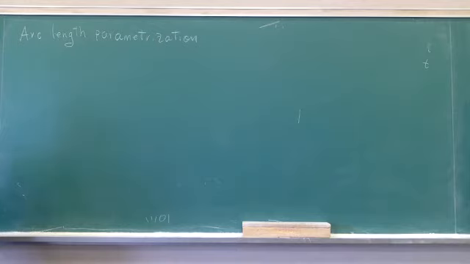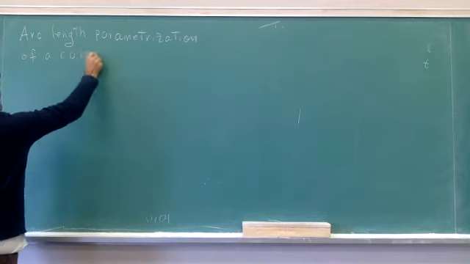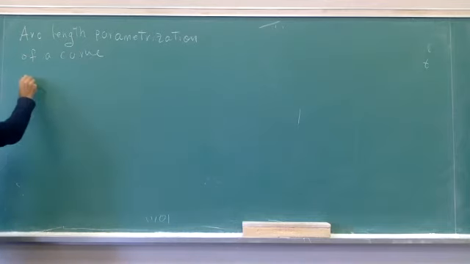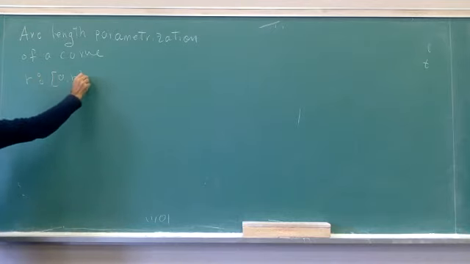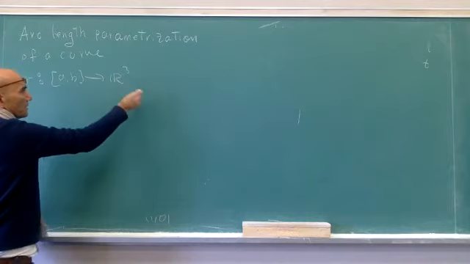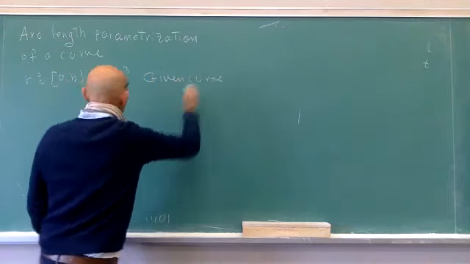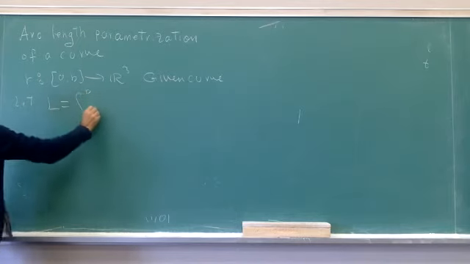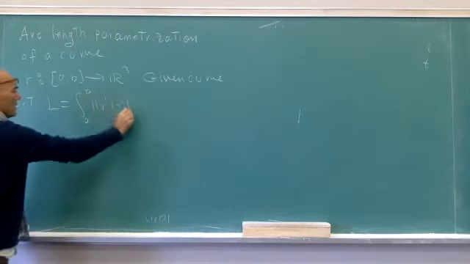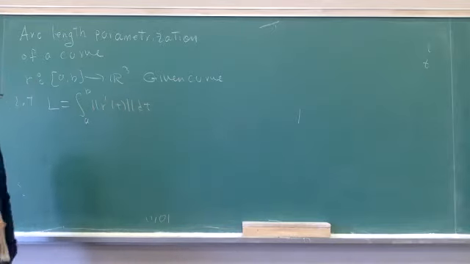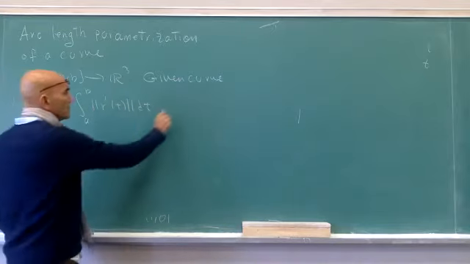mentored it. Correct. Arc parameterization of the curve. So imagine we have a curve R from some interval AB to R3. This is a given curve. So let's define a function. So let L be the integral from A to B of the norm of R prime T dT, the length of this curve that we just computed, right?